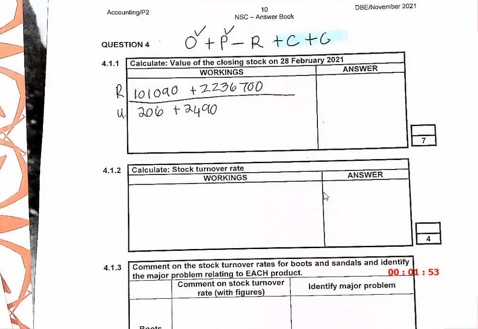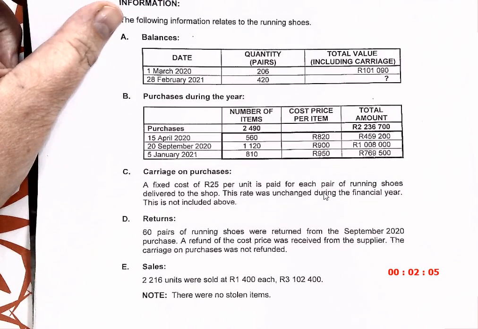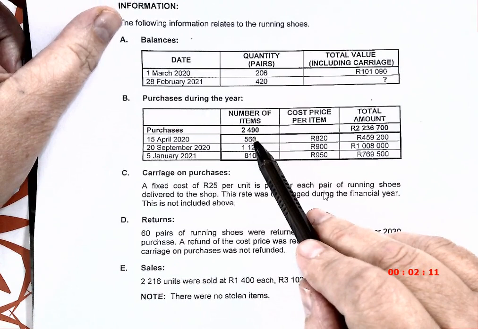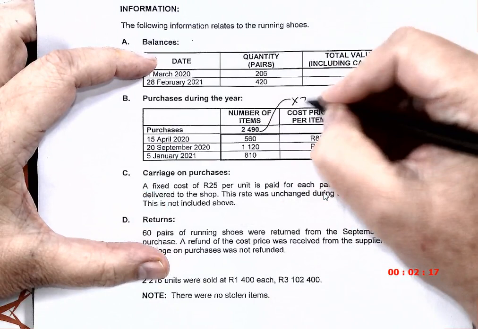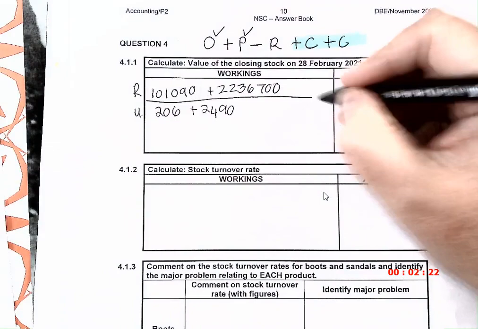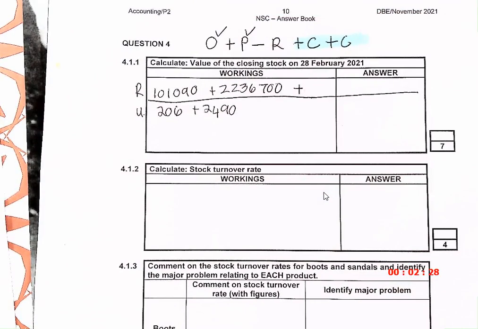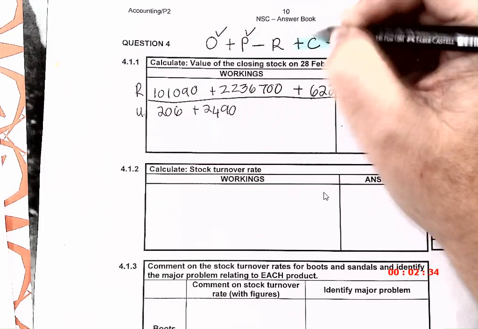Then they tell me carriage. A fixed cost of 25 rand per unit is paid on each pair of running shoes delivered to the shop. And this didn't change. So, how many running shoes were delivered? 2490. So what is 2490 times 25 rand a pair? That's a very big delivery cost. How much is that? Anybody? 25 times. Okay, so I've done the carriage.